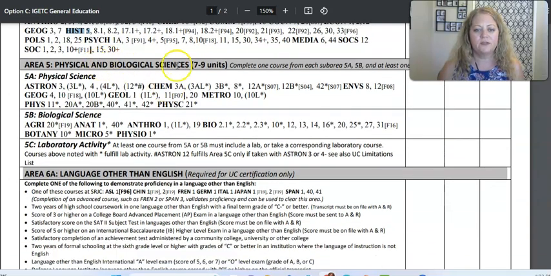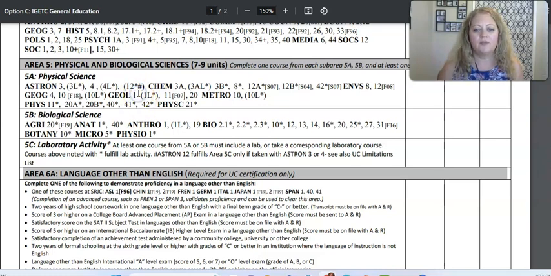Area 5 is your physical and biological sciences. So you need 1 physical science, 1 biological science, and the 3rd requirement is that one of those has a lab. And the labs are indicated with an asterisk or with the letter L. So up here we have Astronomy 3. That is a lecture class only. It's 3 units. You could then take Astronomy 3L, which is the lab, or you could actually take Astronomy 12, which is a 1-unit lab that can go with Astronomy 3 or Astronomy 4.